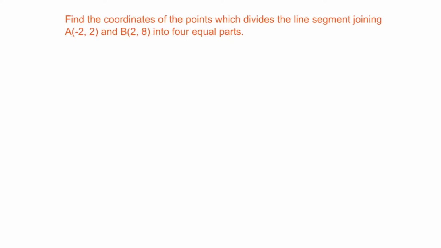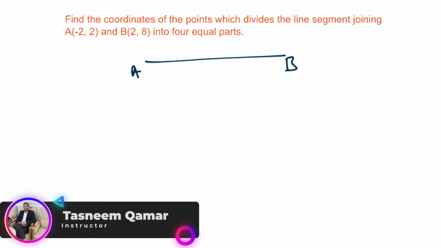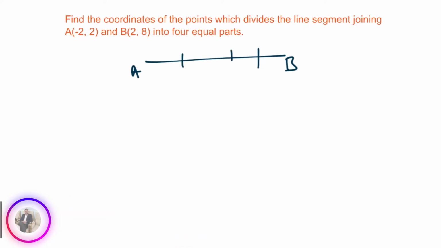Find the coordinates of the points which divide the line segment joining A(-2, 2) and B(2, 8) into 4 equal parts. Suppose this is A, B. To divide this line into 4 equal parts, we have to mark 3 points on line segment AB such that these parts are equal.